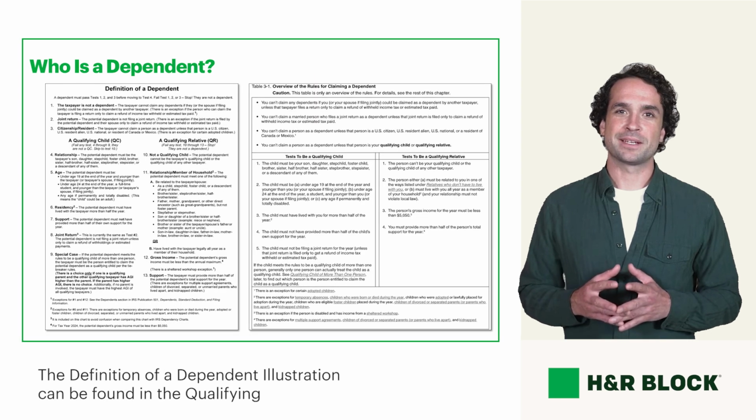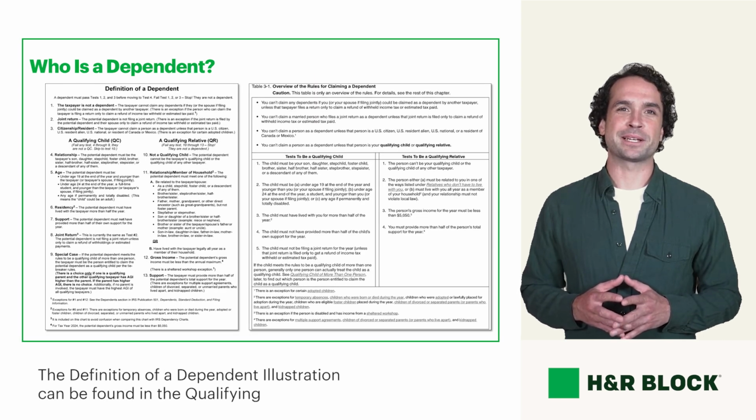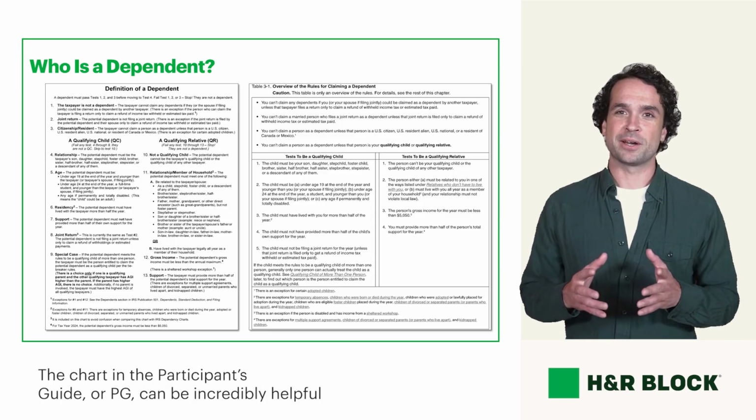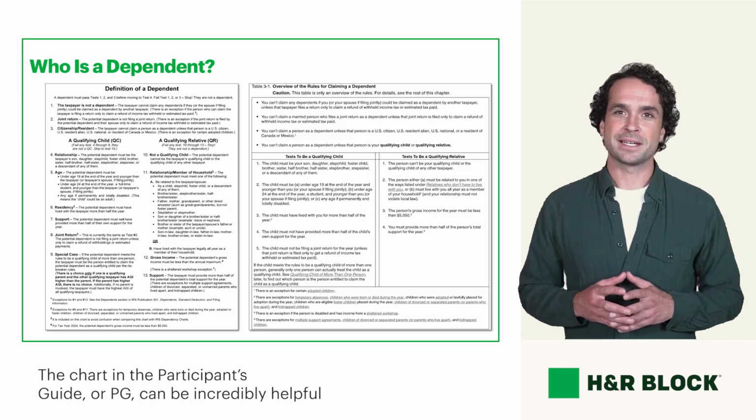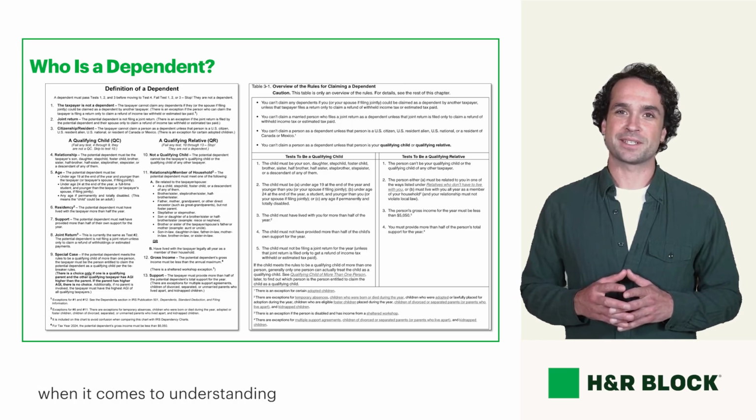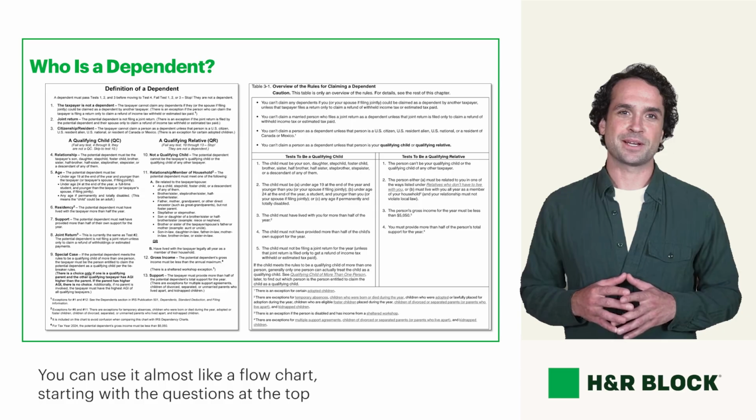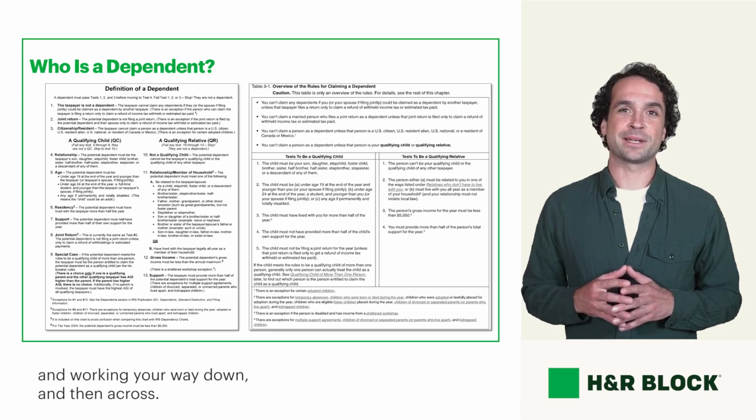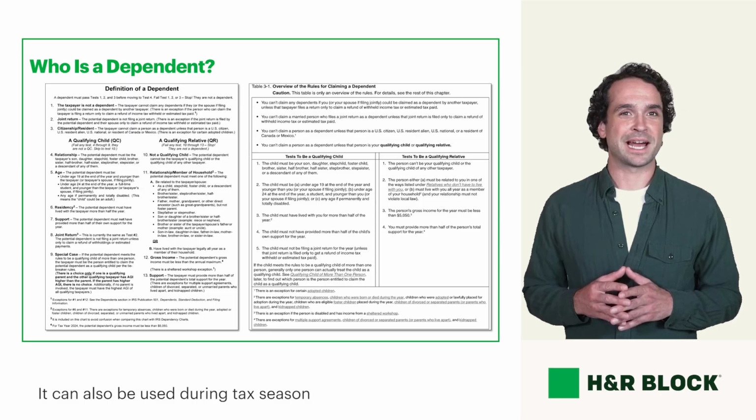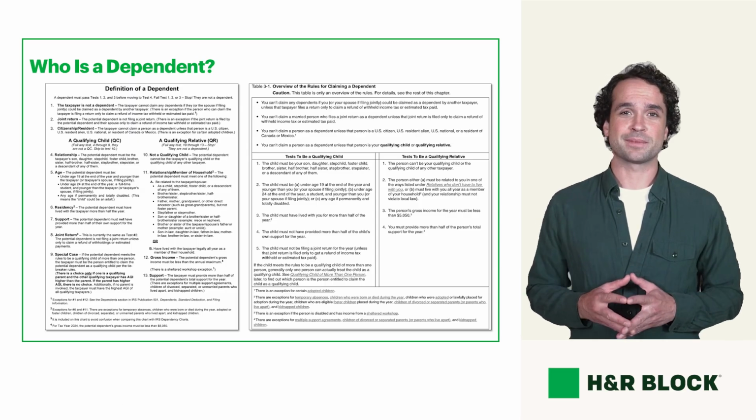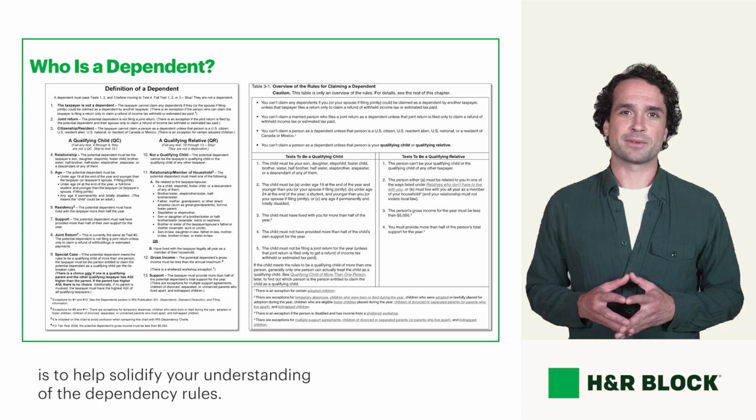The definition of a dependent illustration can be found in the Qualifying Dependents and Support chapter in the Who is a Dependent section. The chart in the participant's guide, or PG, can be incredibly helpful when it comes to understanding the difference between a qualifying child and a qualifying relative. You can use it almost like a flow chart, starting with the questions at the top and working your way down and then across. It can also be used during tax season as you are working with taxpayers with complex dependency situations. The goal of the discussion today is to help solidify your understanding of the dependency rules.